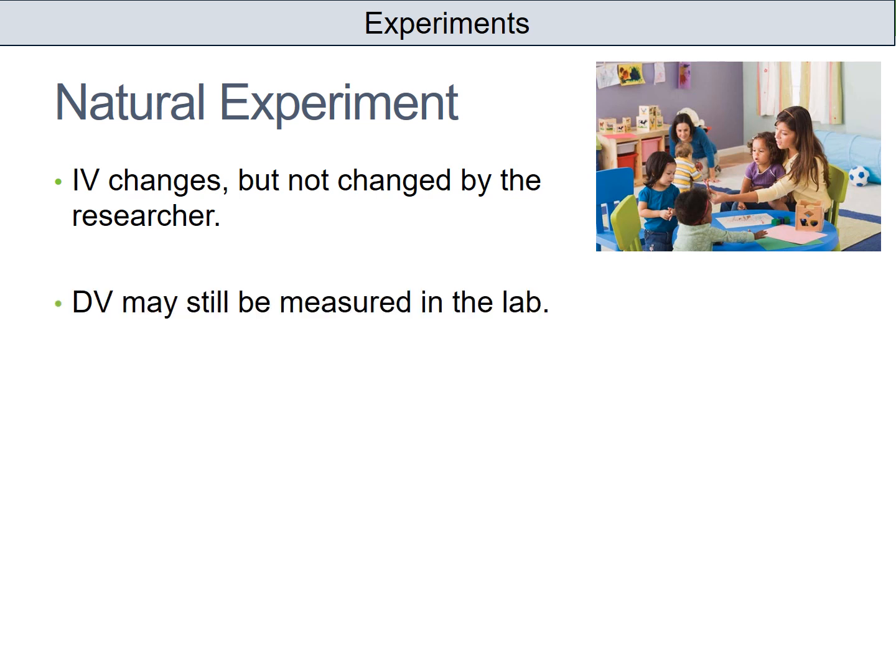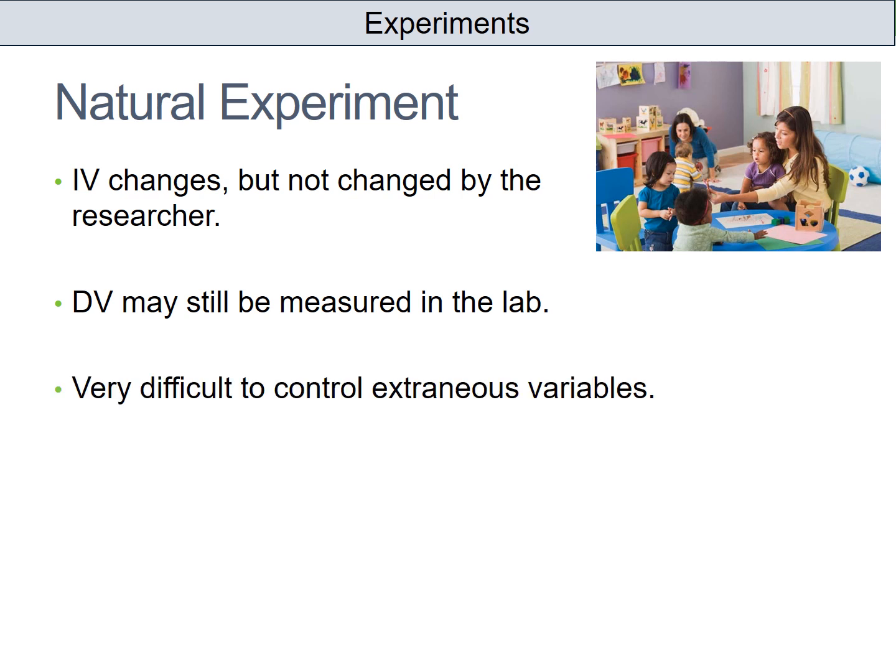So the dependent variable could still be measured in the lab. So in our example, the researcher might get those children into the lab and measure their aggression levels, or they may use questionnaires from parents or from teachers to find out what their aggression levels are like. And it's also very, very difficult to control extraneous variables. Now, because we might be measuring behaviour in a lab, it can be that the behaviour is not natural because the participants, again, may know that they're being studied.